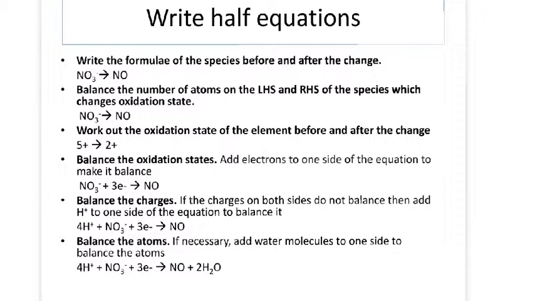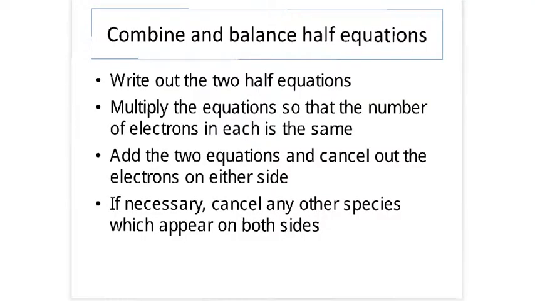Okay, so now you should be able to write half equations. All you need to do now is to be able to combine and balance half equations. So if you've got the oxidation half equation and the reduction half equation, you need to be able to combine them to give the full equation. And again, there's a series of logical steps that you need to do this. First of all you write out the 2 half equations, which you should be able to do from what we've done on the previous slides.